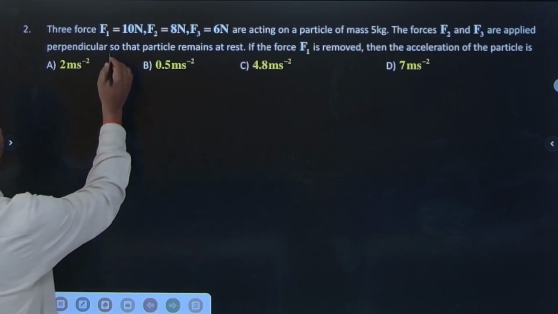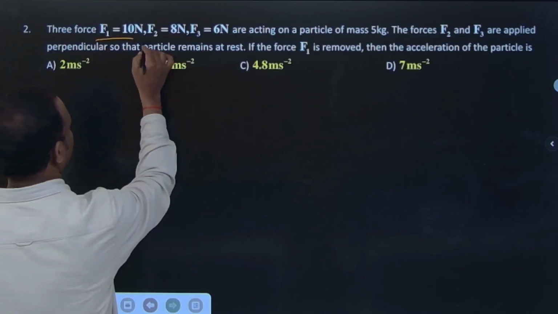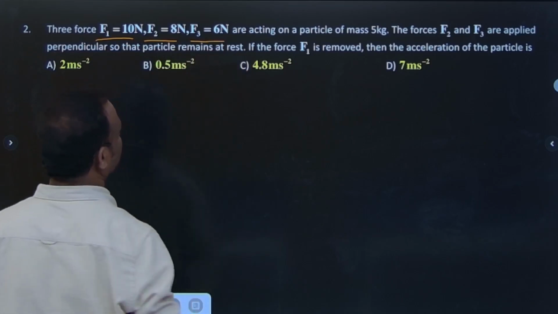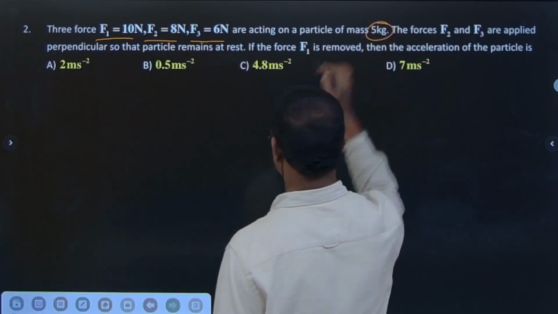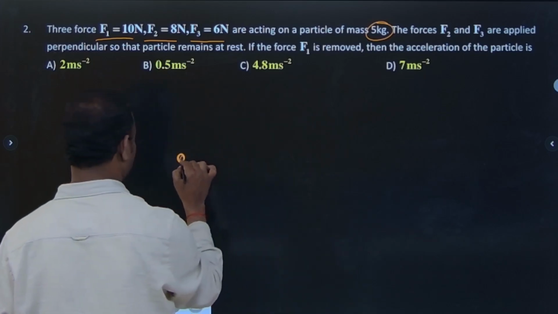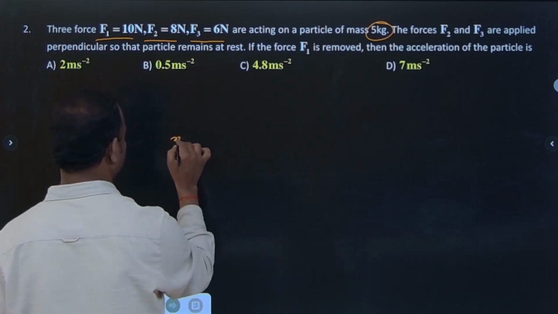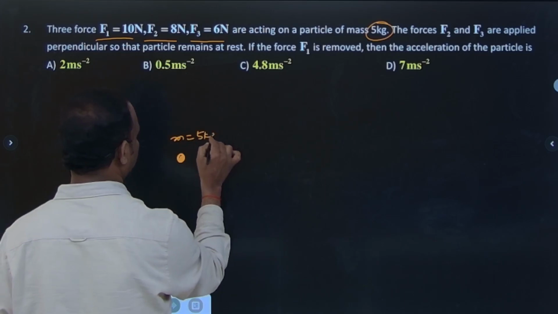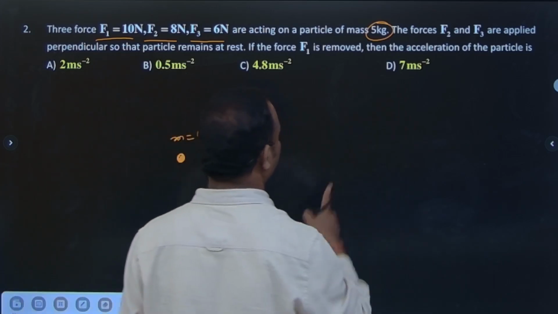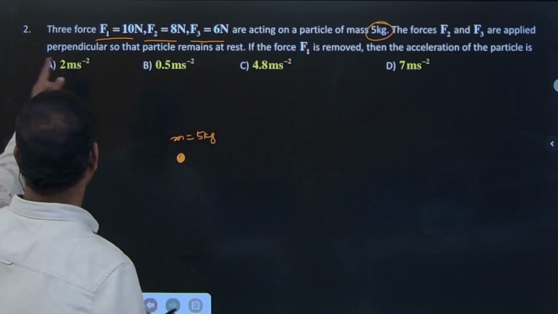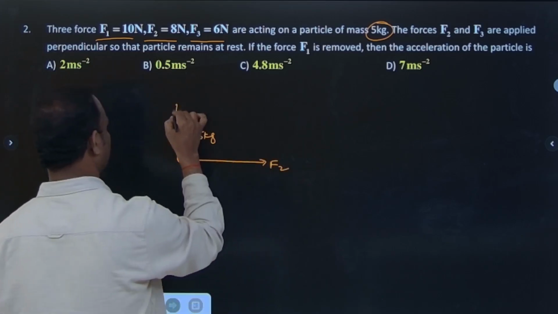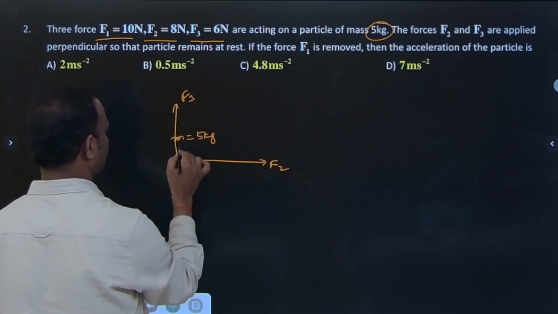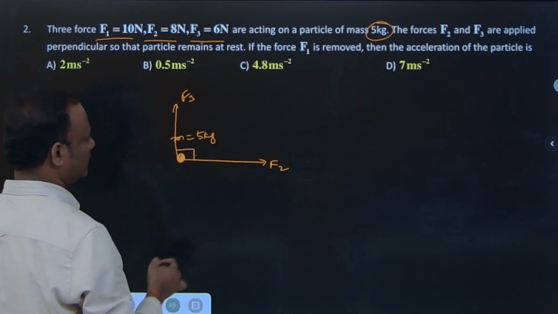A force F1 is 10 Newton, F2 is 8 Newton, F3 is 6 Newton, acting on a particle of mass m equal to 5 kg. The forces F2 and F3 are applied perpendicular. This is F2, and this one is F3, which are perpendicular. The angle is 90 degrees.